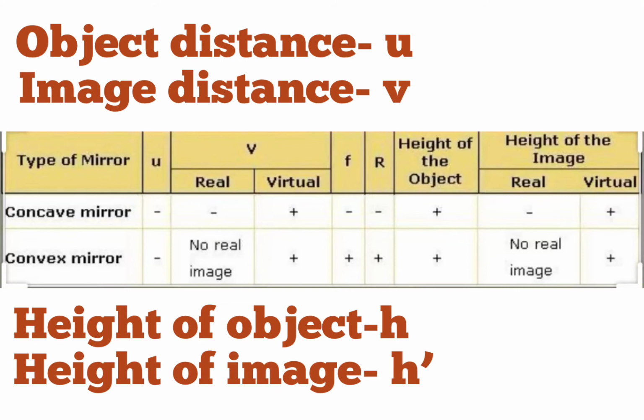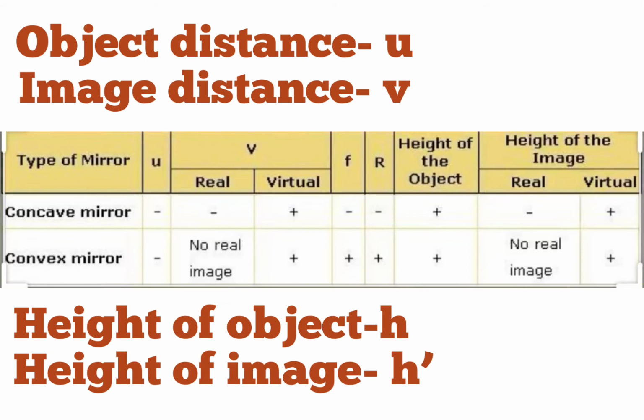Height of object is denoted by h and height of image is denoted by h dash. So first of all, let us see concave mirror. For concave mirror, u, that is object distance, will be negative. Image distance v will be negative for real image, that is for first 5 cases, and will be positive for the last case since it gives virtual image. Focal length f will be negative.